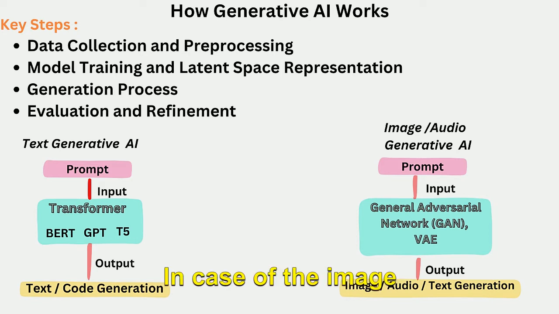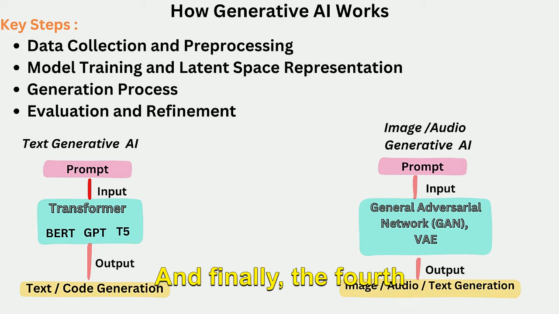In case of the image or audio generative AI, a GAN or in combination with VAE is used. For example, a successful GAN trained on a dataset of thousands of landscape photographs might generate new but unreal images of landscapes that are almost indistinguishable from real photographs.